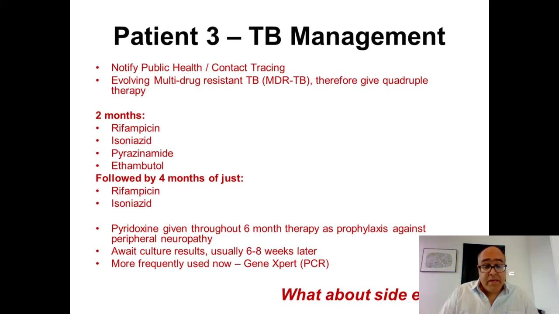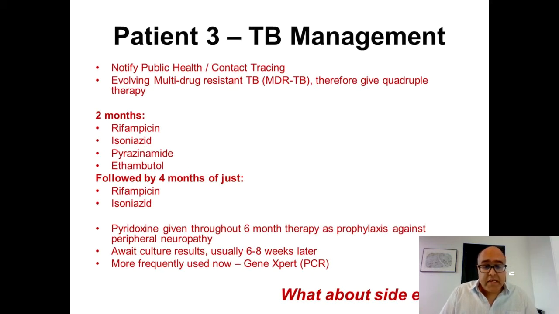So for pulmonary TB, it's generally 6 months of treatment in total. So the first 2 months are the quadruple therapy, which is rifampicin, isoniazid, pyrazinamide, and ethambutol. You might remember the RIPE mnemonic to remember these together. And then after 2 months, we drop 2 of the medications and just continue in the continuation phase for another 4 months of rifampicin and isoniazid.